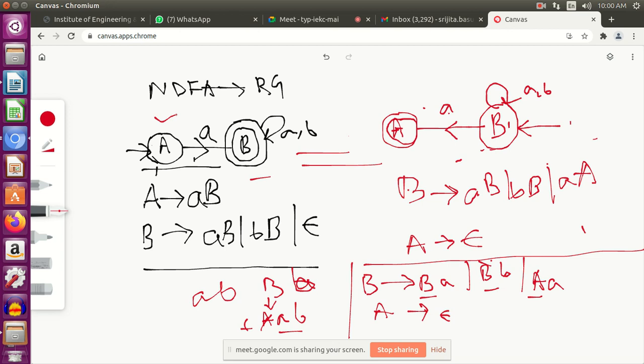Any doubt? So in general, we first reverse the direction of all the edges, then find the grammar, and at the final stage we reverse it. Yes, exactly.